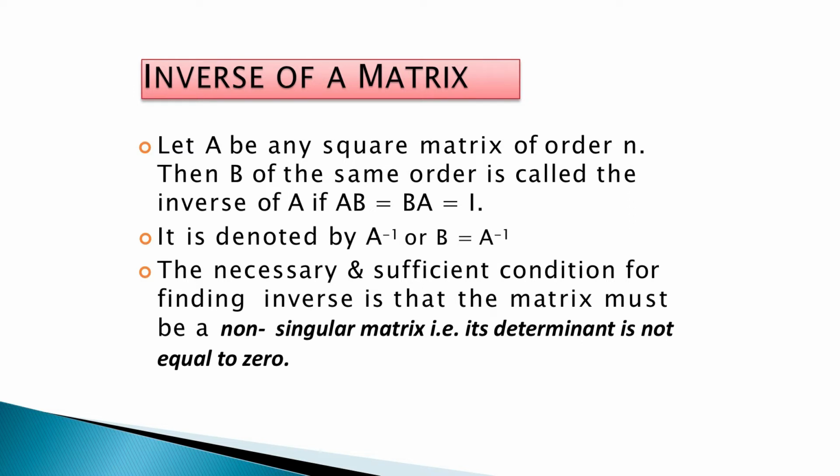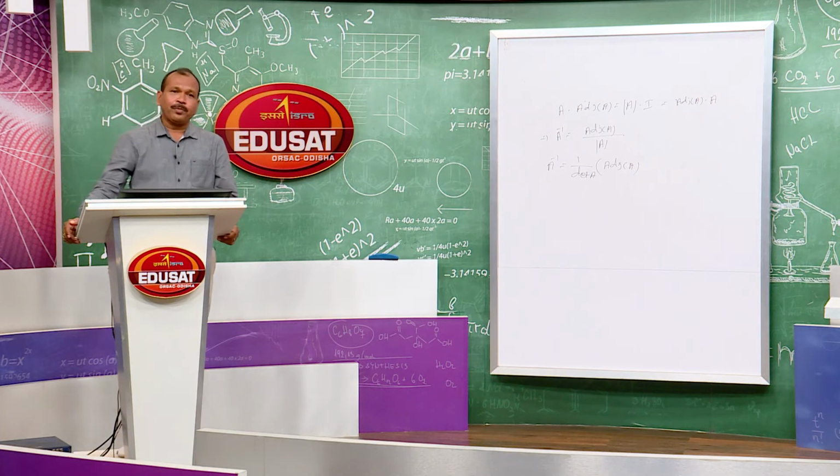Hence, what is a non-singular matrix and a singular matrix? A matrix is said to be non-singular if det A is not equal to 0. If det A is equal to 0, det A meaning the determinant of A is 0, then the matrix is singular.